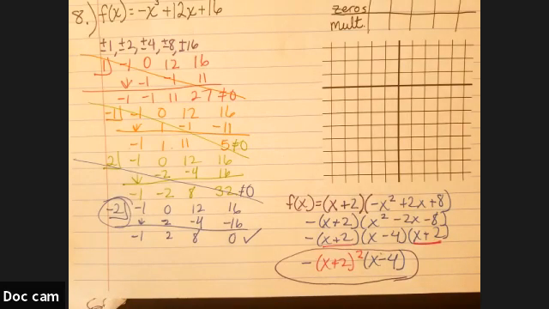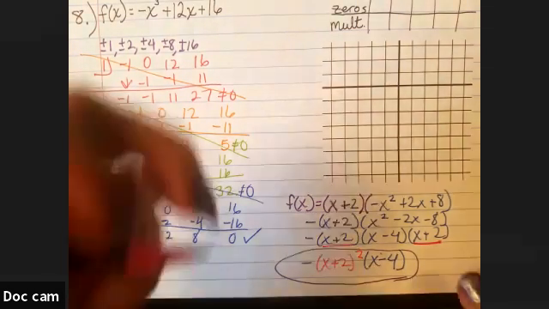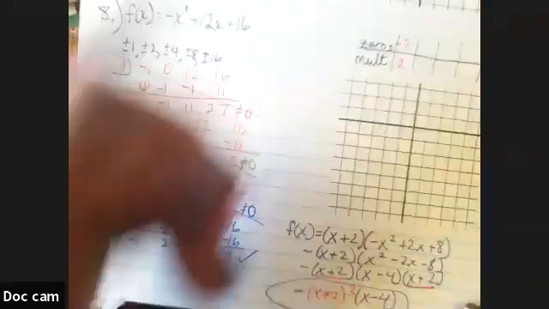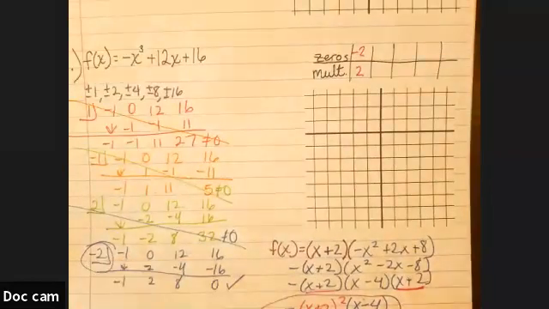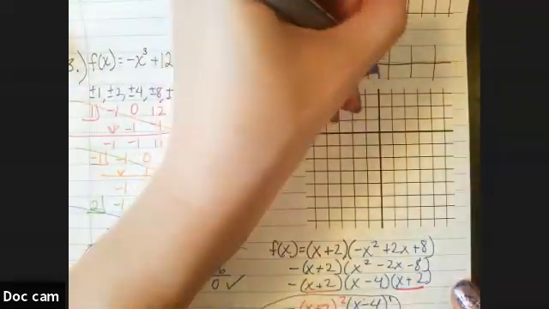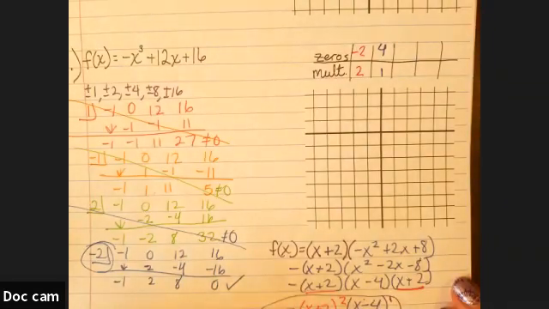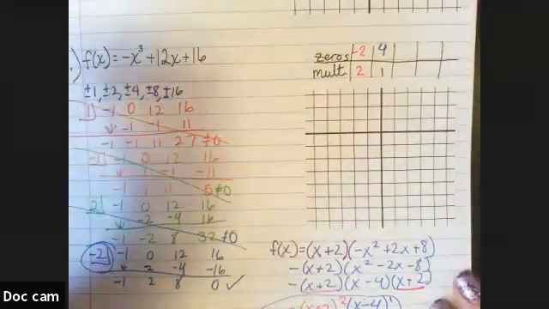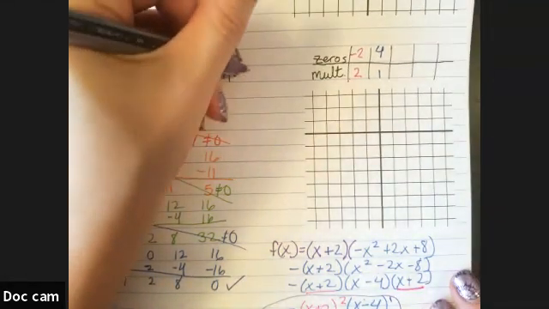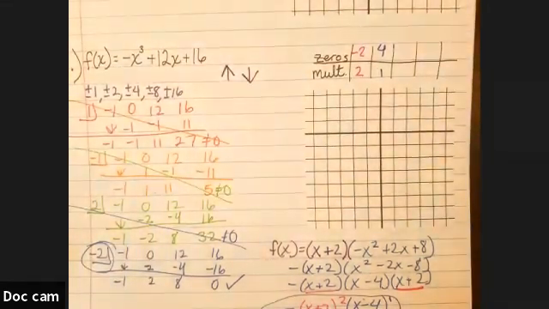So now I can see that I have a 0 at negative 2 with a multiplicity of 2, and I have another 0 at positive 4 with a multiplicity of 1. And my leading coefficient is negative. My degree is 3, which is odd. So my arrow is going to look like that and that. So there's zeros.